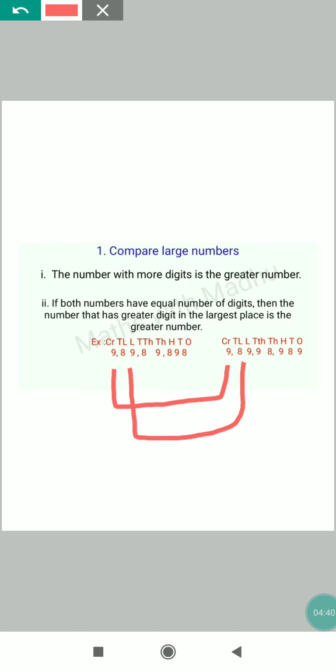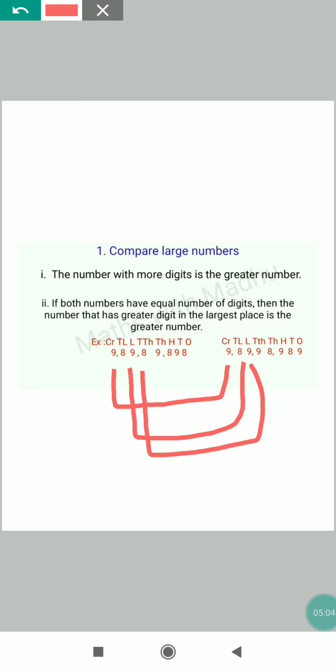Now again we will move to the next place, that is the lakh place. When we have gone to the lakh place, student, you can see at the lakh place also both the numbers are the same, that is 9. So now we will move to the next place, that is the 10,000 place, student.